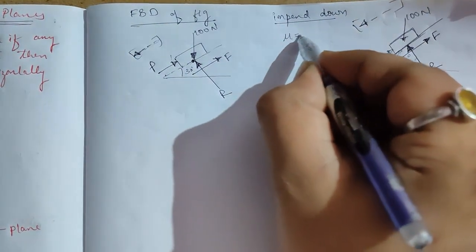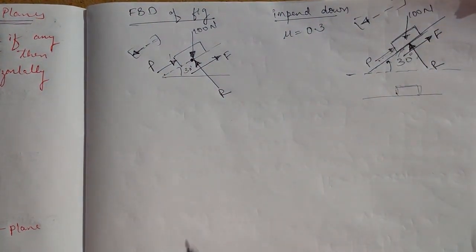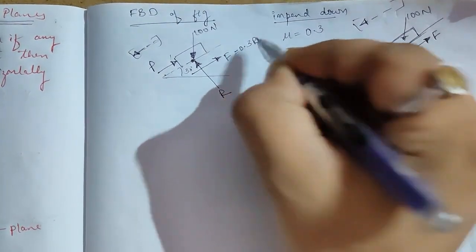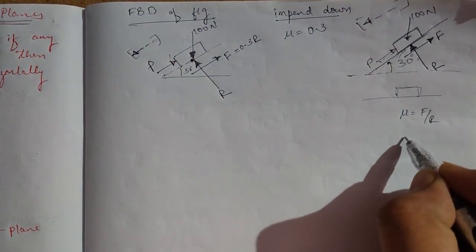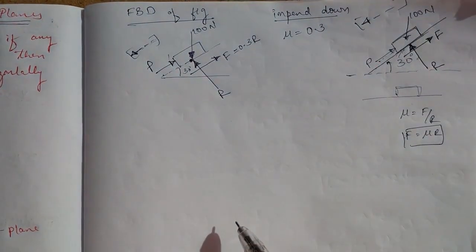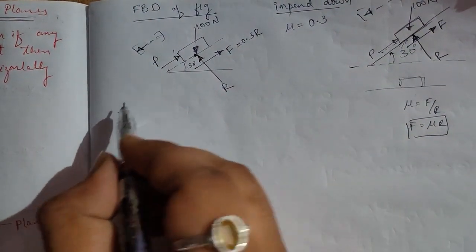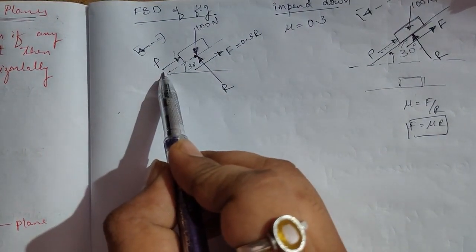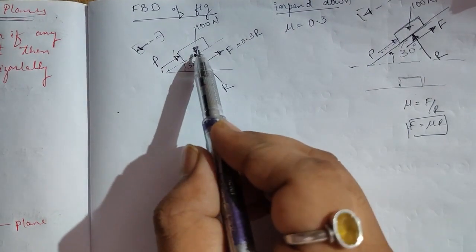And in the question they have given the value of mu, that is 0.3. From now onwards, if mu is given, I'll directly write F is equal to 0.3 into R. How? We know mu is equal to F by R. So F is equal to mu into R. The value of mu is 0.3. Fine. Now I'll resolve the forces. What are we going to resolve? This P force. We have to find P, right? Okay, we'll resolve this 100.